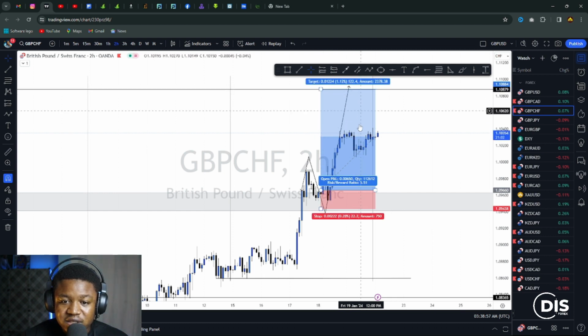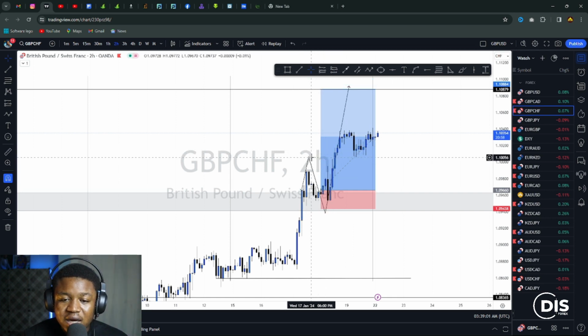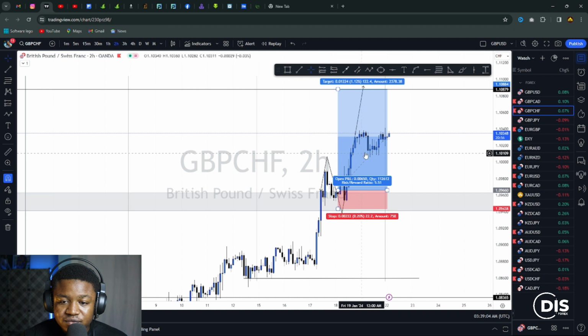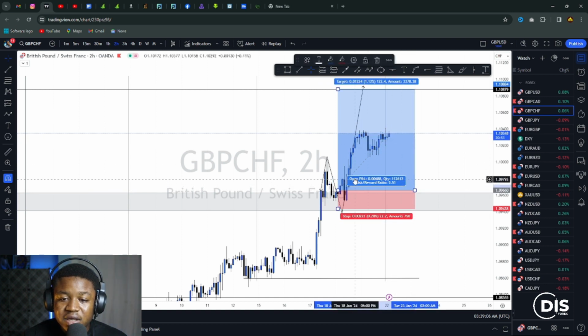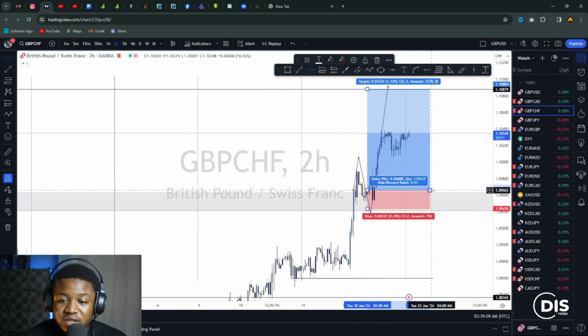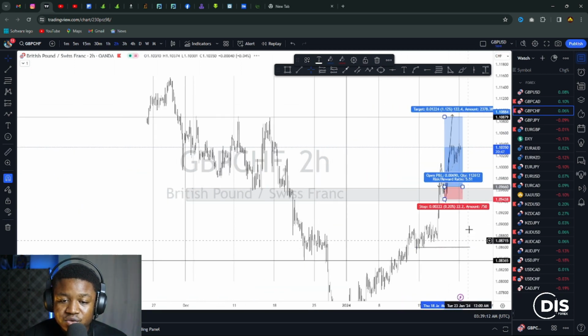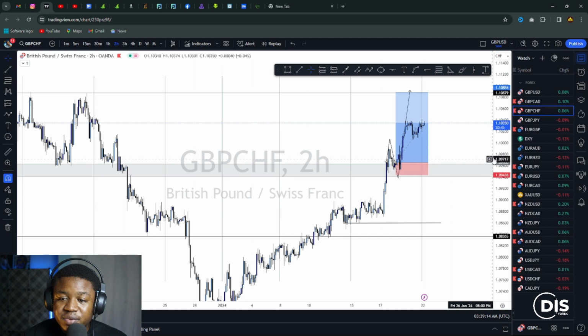But it's not up to the second TP. My first TP was somewhere around here, which I took, and then I relaxed for my trade to play out, and it's still playing out. I'm out of this trade, but I just left everything there for you guys to see. So that's it for GBP CHF also.